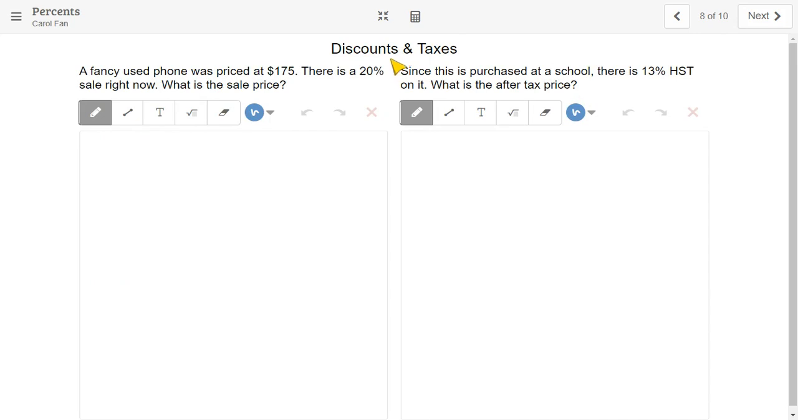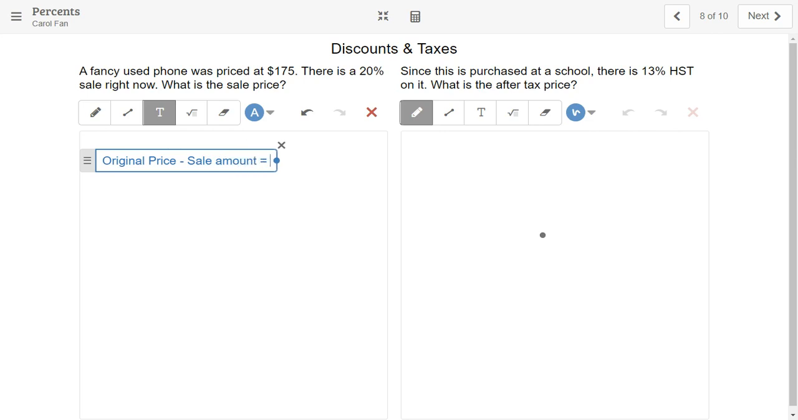Another example that we have is on discounts and taxes. We have a fancy used phone that was priced at $175. There's a 20% sale right now. What's the sale price? Let's strategize here. We know that discounts mean it's subtracting, so the price will be lower. We're going to take our original price minus the sale amount, and we get our sale price.